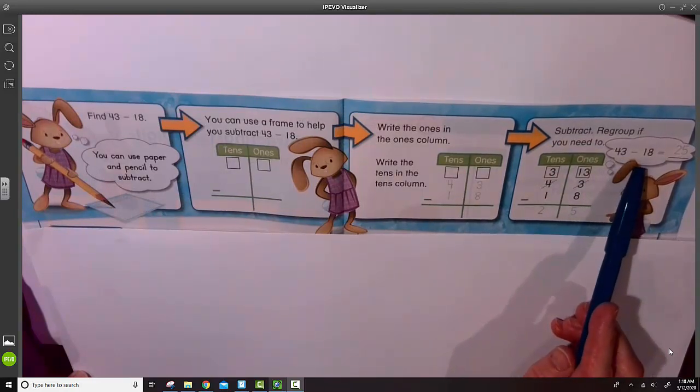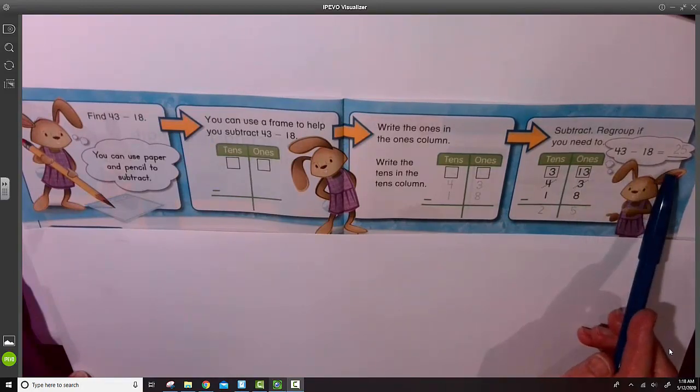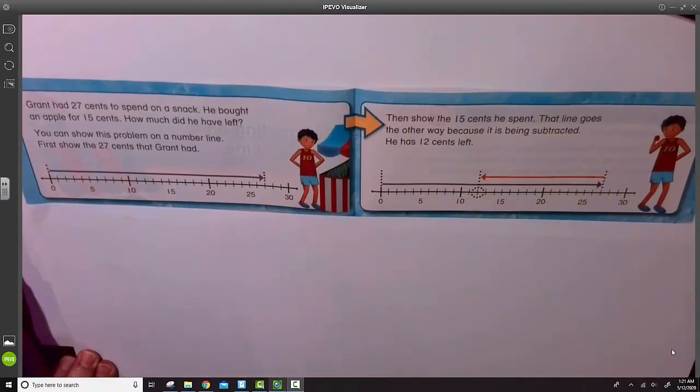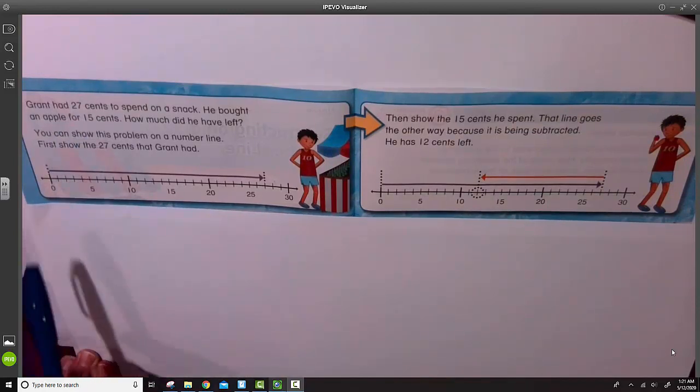43 minus 18 equals 25. The equation is complete. You know, lesson 9-7 was not my favorite. However, it's good to be able to show a variety of ways to show subtraction and allow people to understand your thinking. So on a number line, we have 27 and we're subtracting 15.